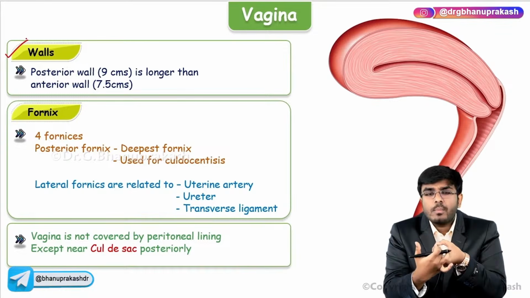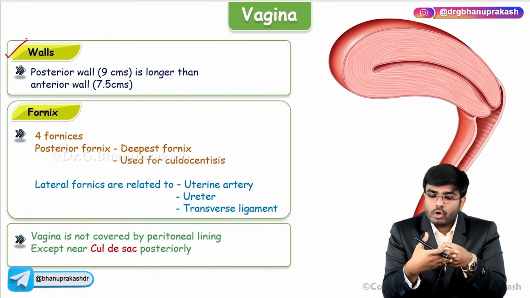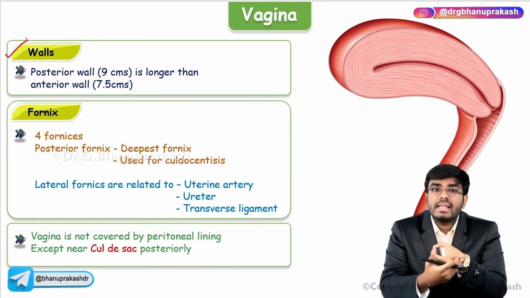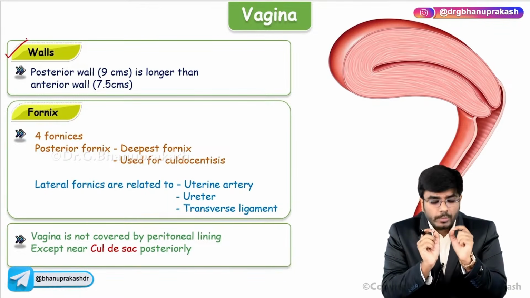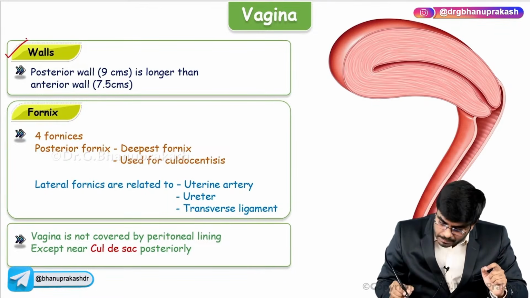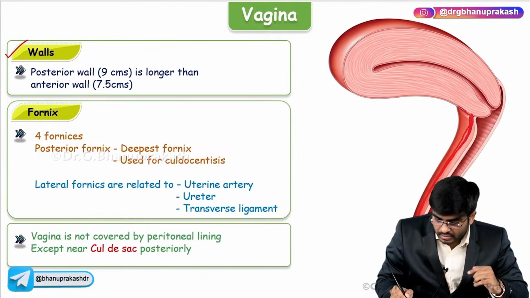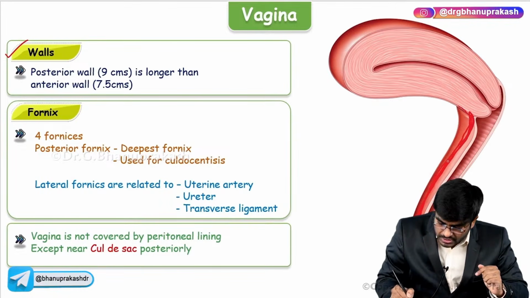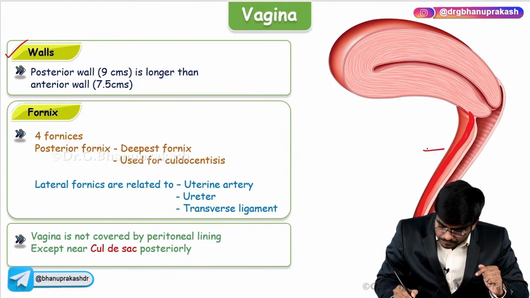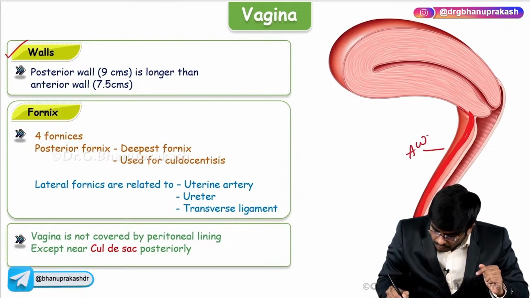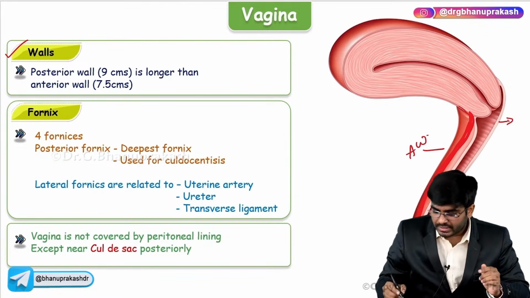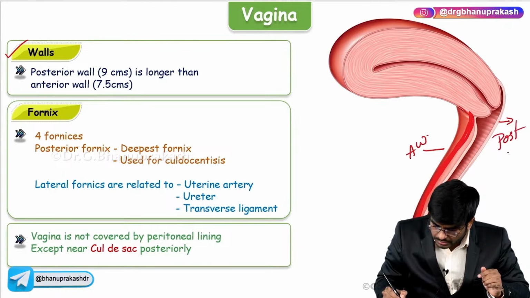Now if it's a fibromuscular tube, it should have an anterior wall, a posterior wall and lateral walls. The important point to be noted here for the exam, please concentrate here. This is the anterior wall. I hope you can see this image. The wall which I am highlighting right now is the anterior wall, and the wall which is present back to it is the posterior wall.